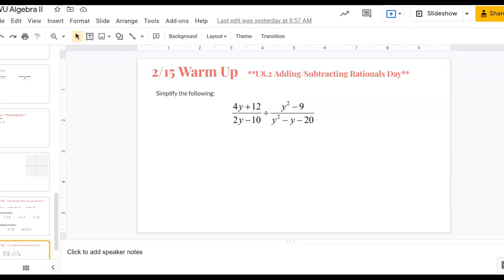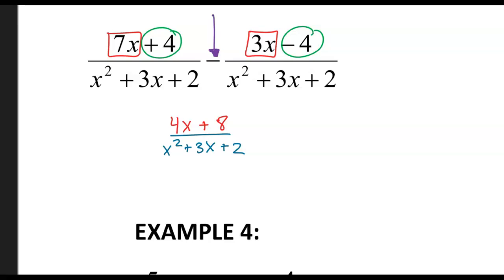So, again, how do I figure out if stuff can cancel? What do I have to do? Factor. Yes, factor both. So, what do I do to factor the numerator? You can pull out a 4. So we have 4x plus 8. We're pulling out a 4, dividing out a 4. What are we left with? X plus 2.